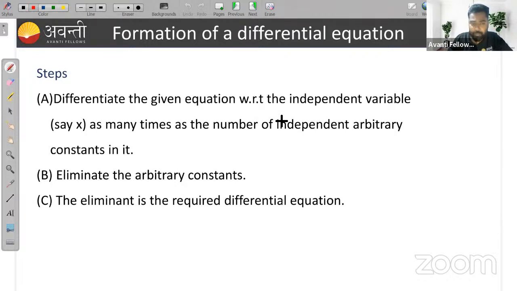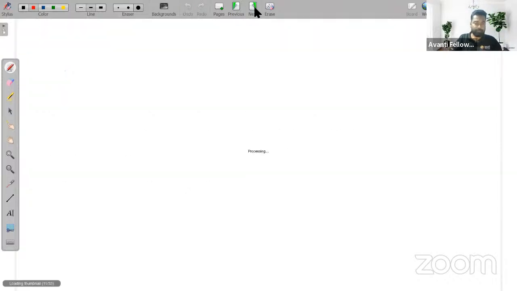That means with respect to x, as many times as the number of independent arbitrary constants in it. So till the arbitrary constants are removed, till then you have to differentiate that equation. The second thing is to eliminate the arbitrary constants. By differentiating, you have to eliminate all the arbitrary constants. Then what you get is the differential equation. Simple. So let's move.